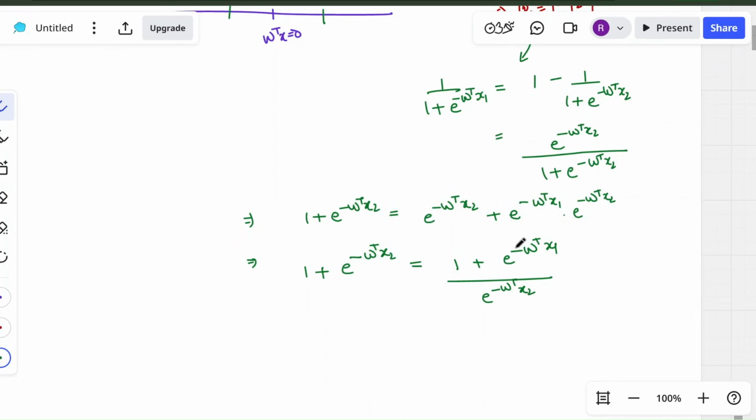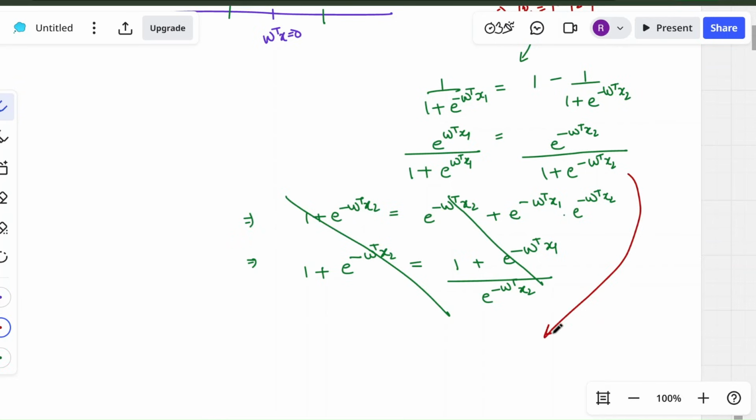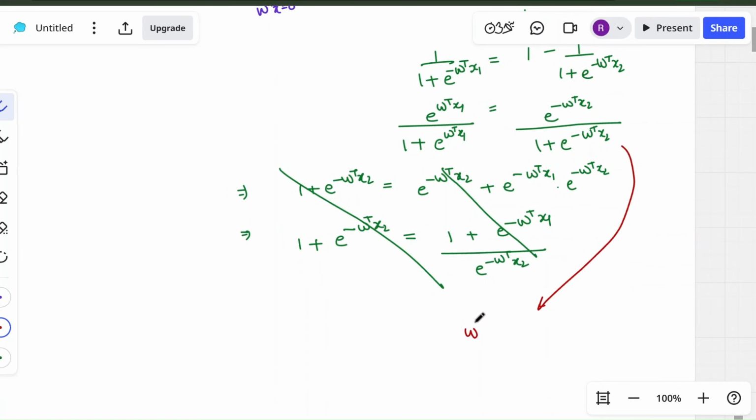Actually, this was an overkill. I could have stopped here itself. So from here I can say that this left hand side can be written as e to the power W transpose x1 by 1 plus e to the power minus W transpose x1. So equating these two things, what we can say is that W transpose x1 is same as minus W transpose x2.